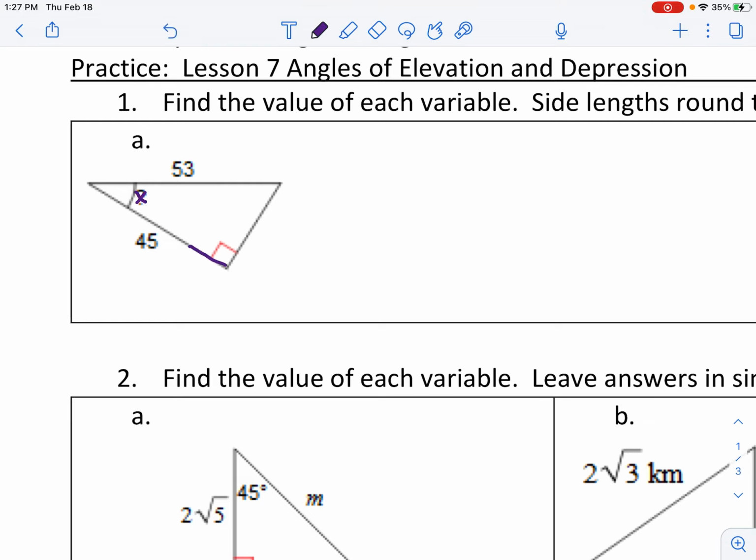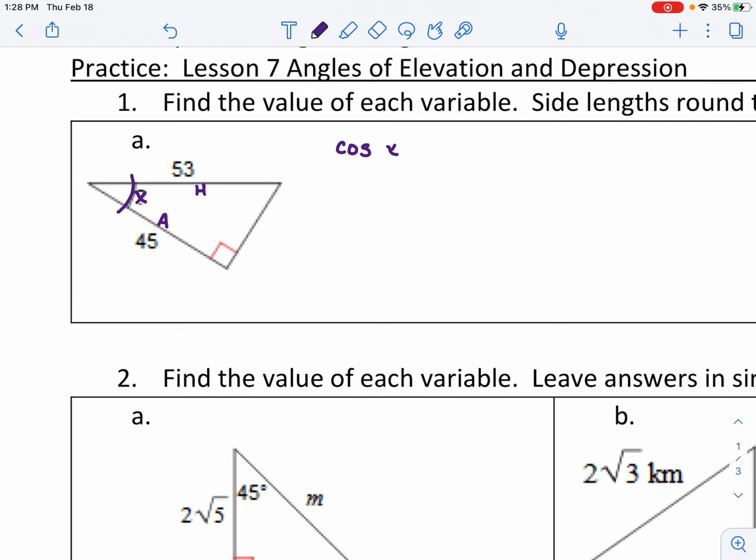Now, when I look at this triangle, I see the two sides making the right angle are here. Those are my two legs. 53 is not one of those sides. It is my hypotenuse. So of my two legs, 45 is right next to that angle. It is the adjacent leg. So I never use the opposite side. I'm not going to be able to use any of my trig functions that uses O. No sine, no tangent. This is a cosine problem.